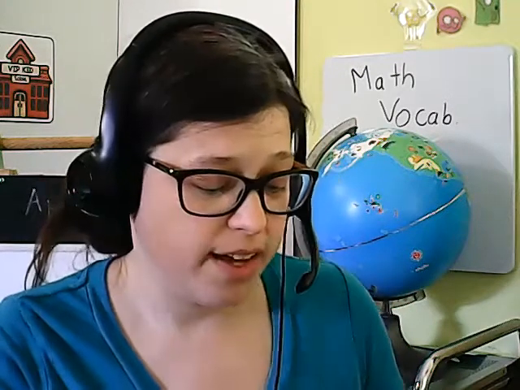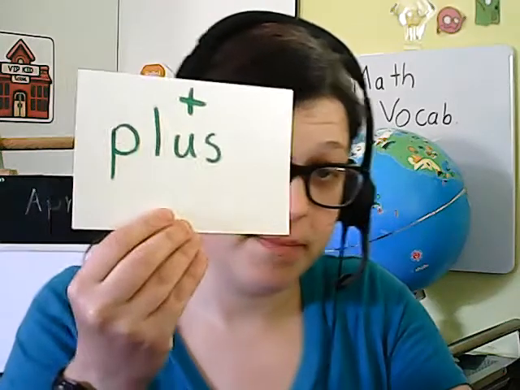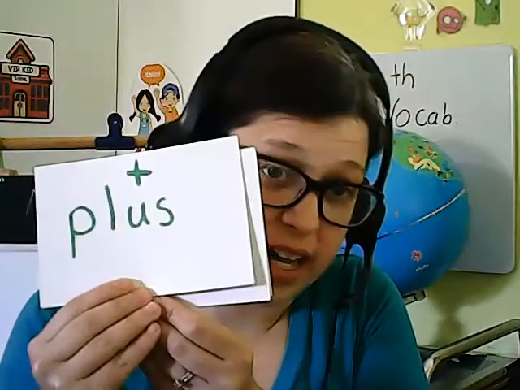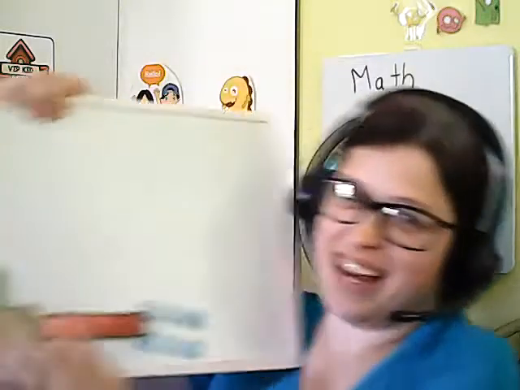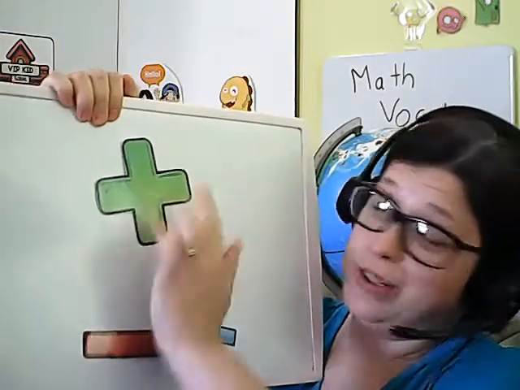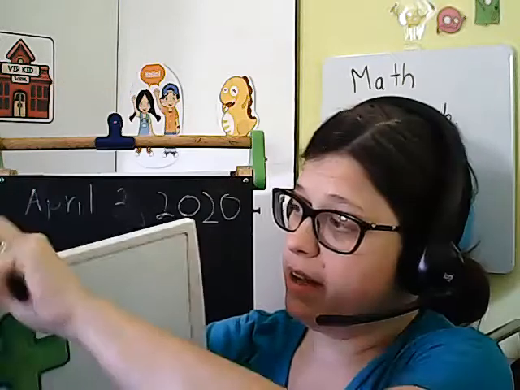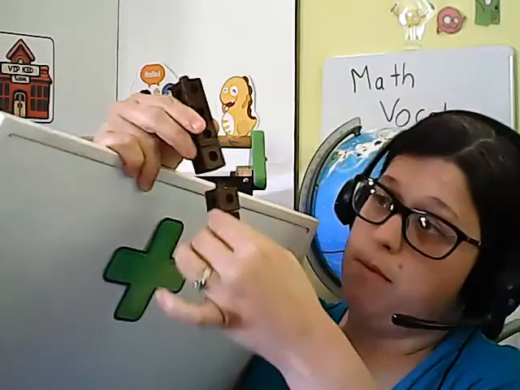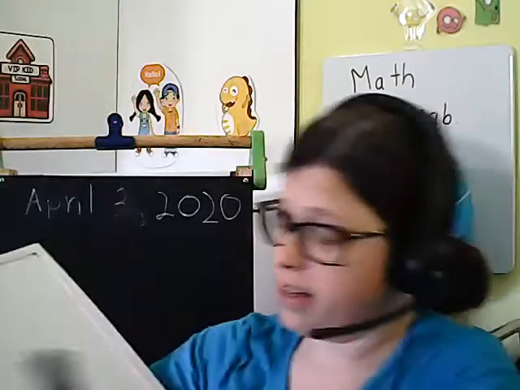So everyone has seen plus and minus. You've seen the plus sign and the minus sign. Here they are. I've got a plus sign. This tells us to add or join two groups together. So I'll be putting some more cubes with some cubes when I add.